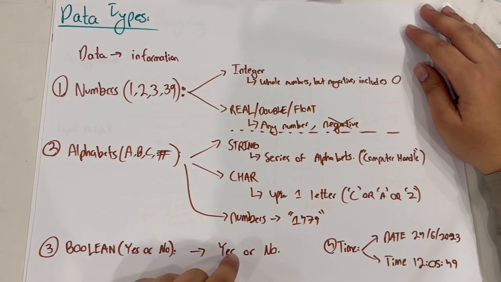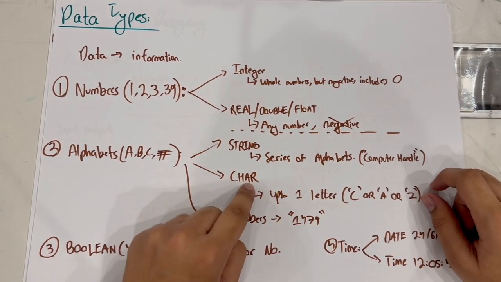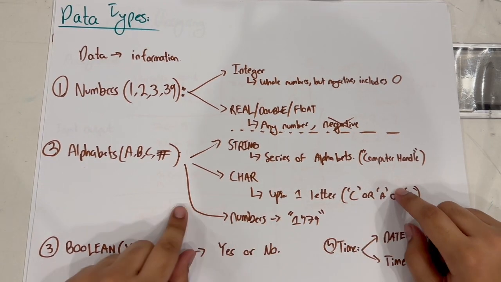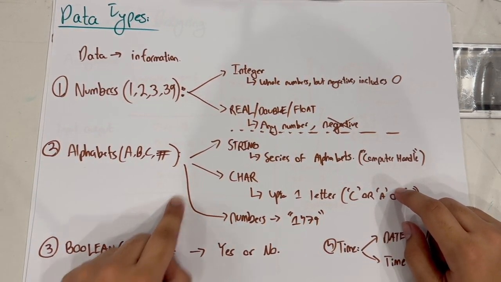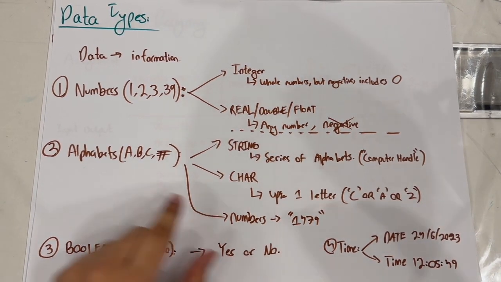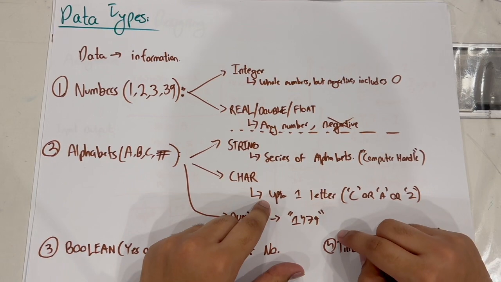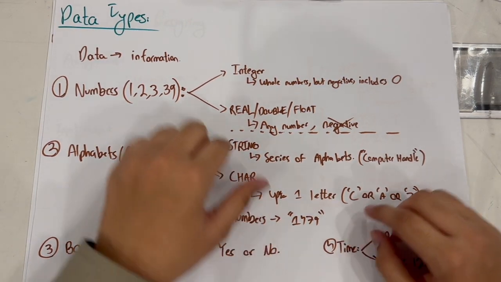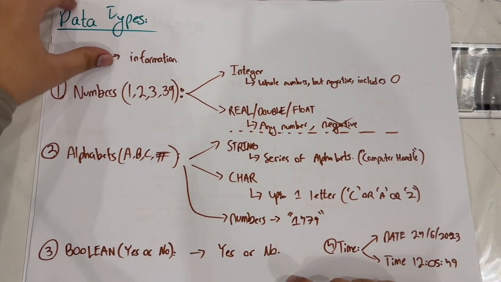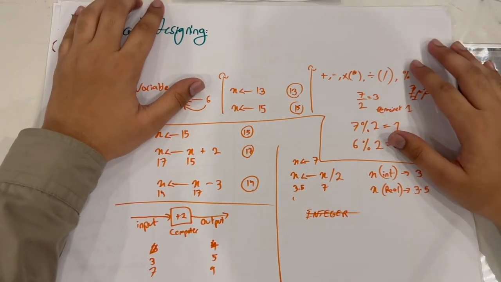Then we've got alphabets, which can be represented as a string with double quotations, or a single character, short form char, with single quotations. Alright, and of course we can also represent numbers as strings, but bear in mind the number in double quotations is a string and is not eligible for mathematical calculations. And then we've got Boolean, yes or no, which we had seen and we will see in the flowchart.